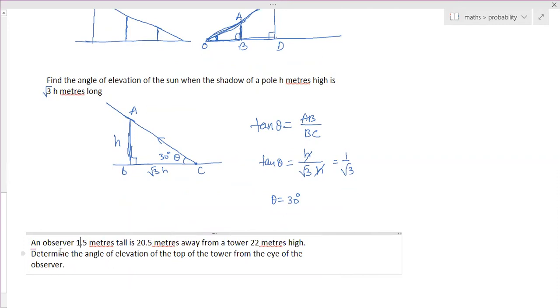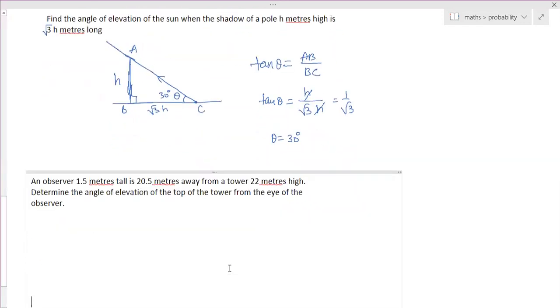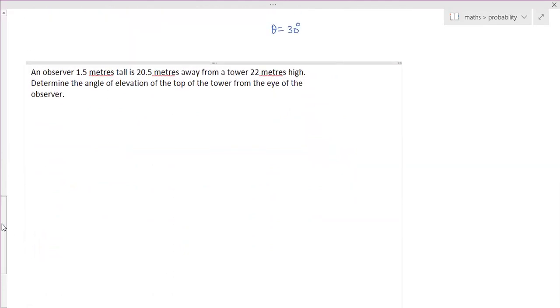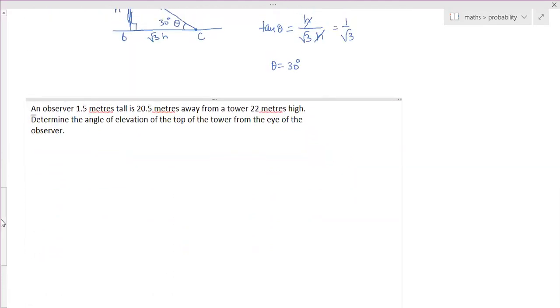An observer 1.5 meter tall is 20.5 meters away from a tower 22 meter high. Determine the angle of elevation of the top of the tower from the eye of the observer. If the observer's height is not mentioned in the question, then you consider the observer as a point size and present on the ground.